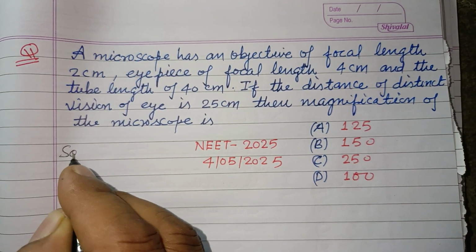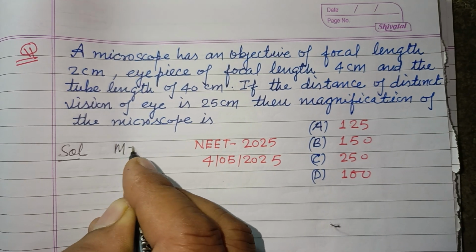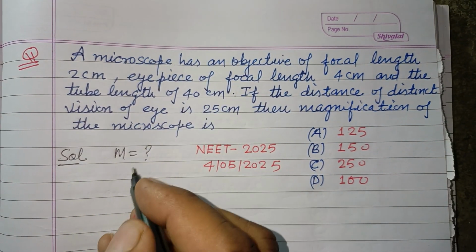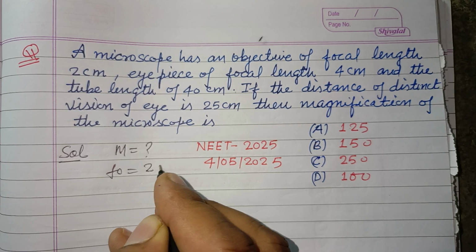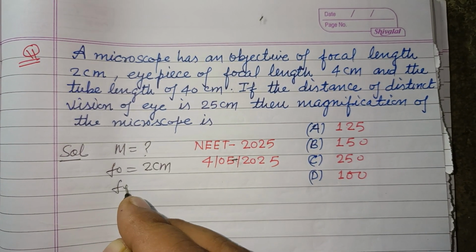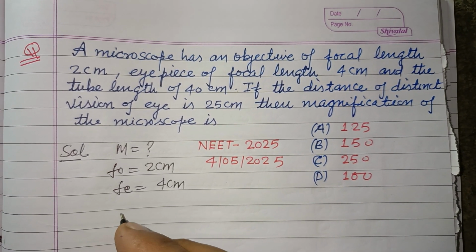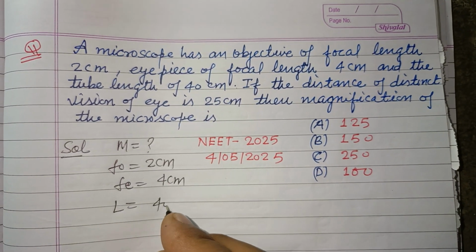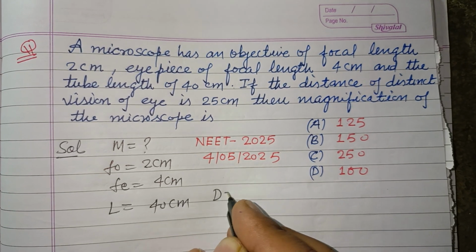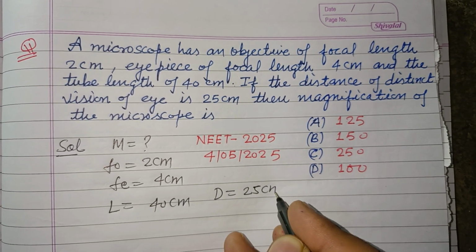So student, in this question, magnification M is asked. Objective focal length FO is given as 2 cm. FE, the eyepiece focal length, is given as 4 cm, and the length of the tube is also given as 40 cm, and the distance of distinct vision is 25 cm.